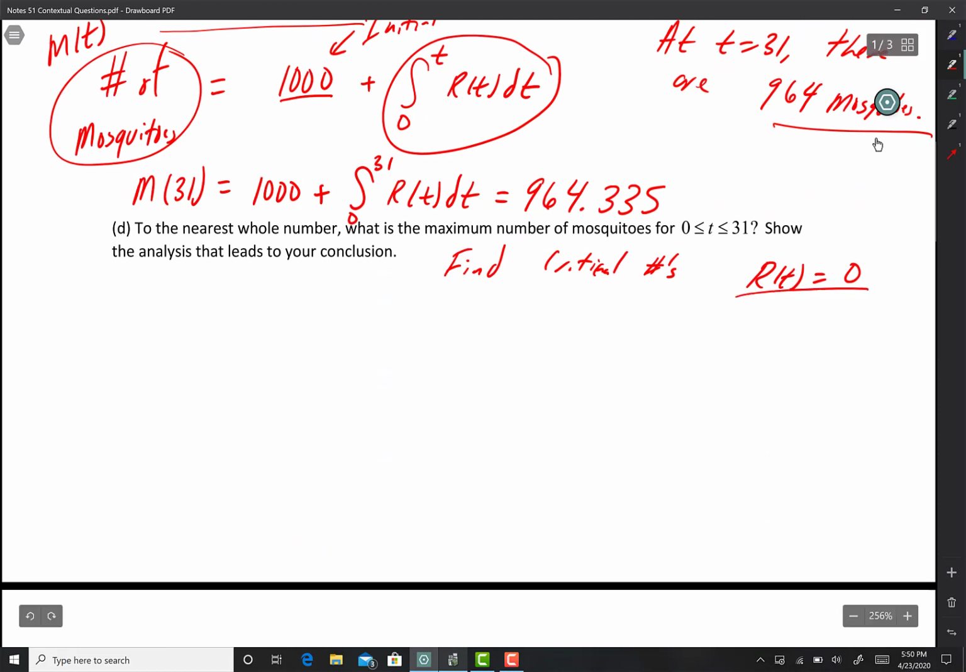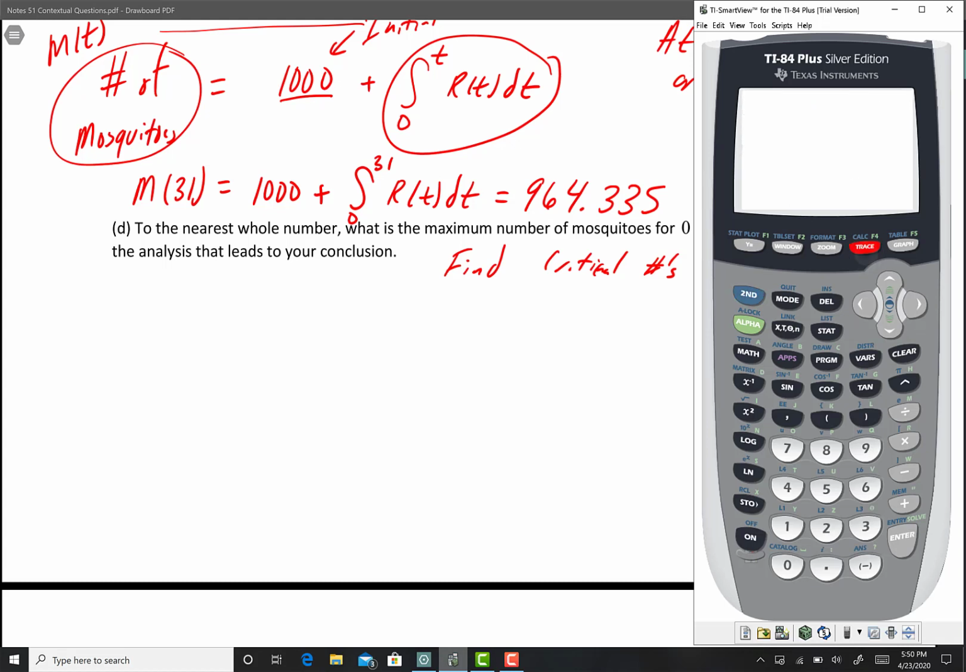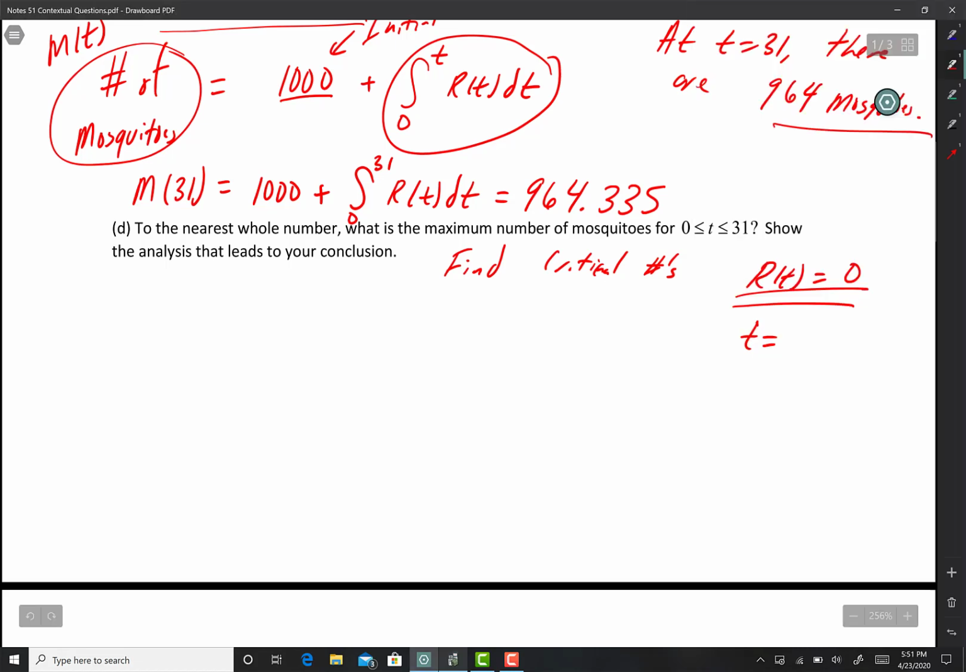So let's find out where this happens. Here's my setup. That happens at t equals, I'm going to go second, calculate, number 2, zero. Then left bound. I probably should have counted there. Okay, there's my little guy. I'll go left bound, enter, right bound, enter, enter. So I get 7.8539.